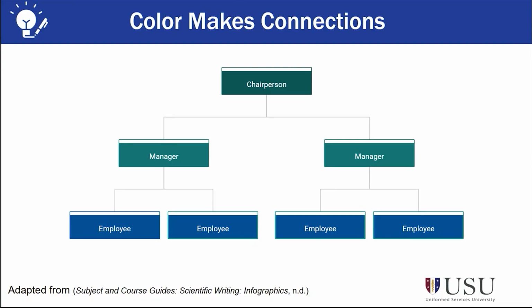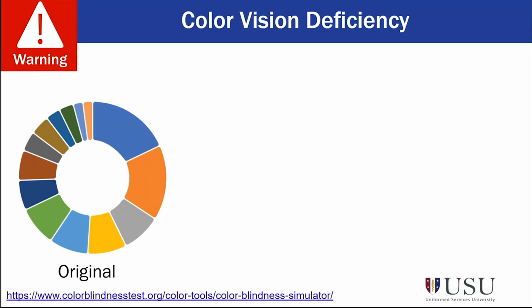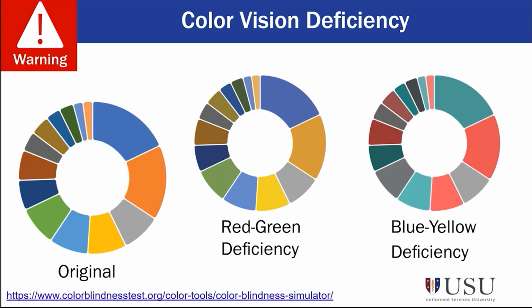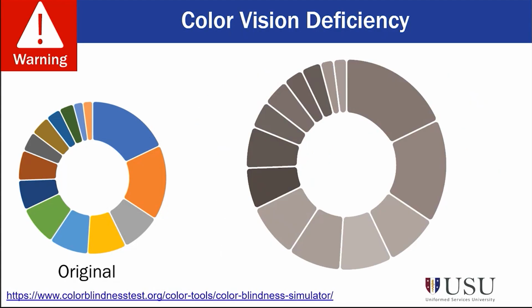Now, all that said, just be aware that color should not be the only way to show information, as those with the color vision deficiency might not see it. So for instance, here's another potential issue with that pie chart. Here's how the same chart would look to someone with a red-green deficiency, or blue-yellow deficiency. And worse still, if you end up printing in black and white, then all the color information is completely gone.